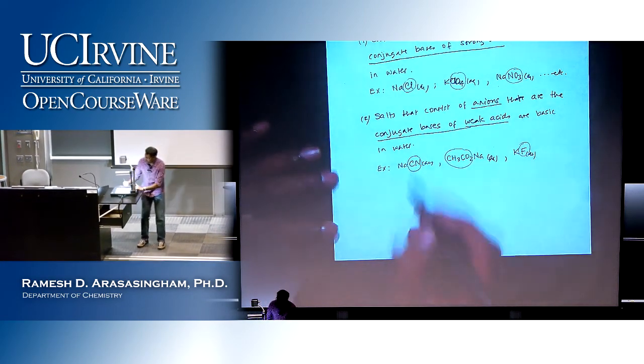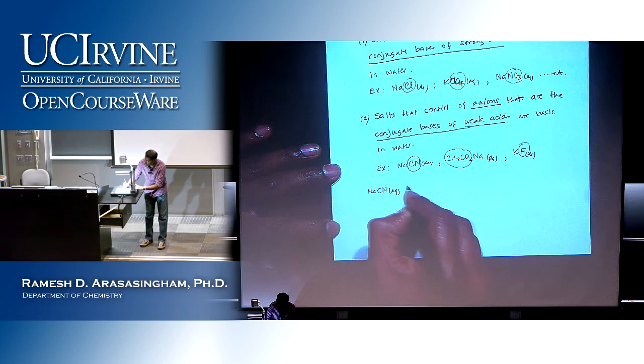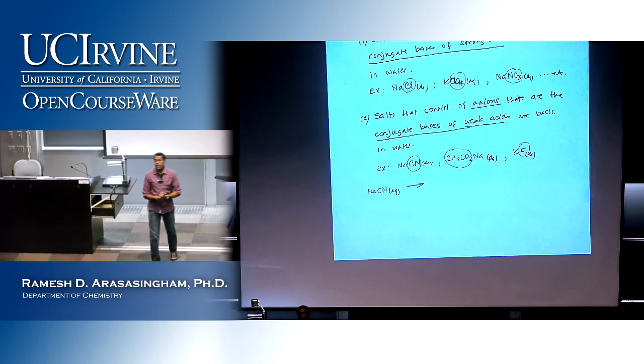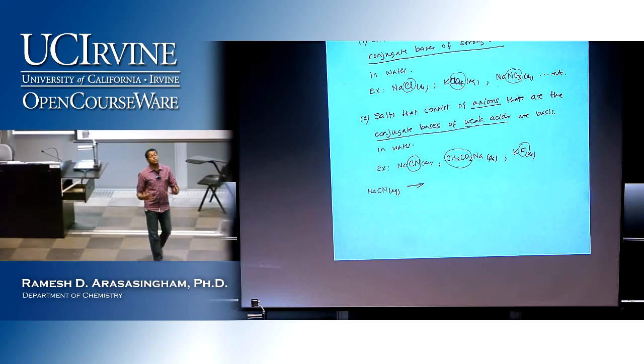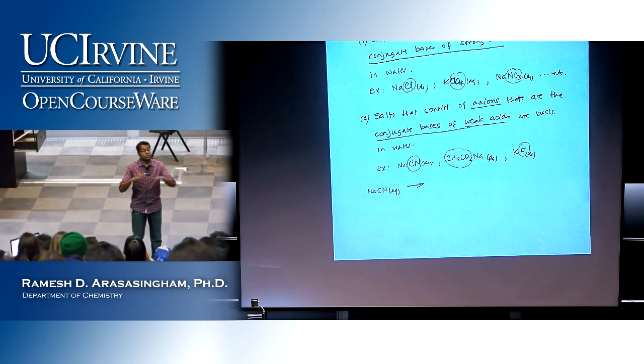So let's take this. If I take sodium cyanide and put it in water, can everybody see that to begin with, we start with an ionic compound. And we said when an ionic compound dissolves in water, its whole entire lattice structure disintegrates.